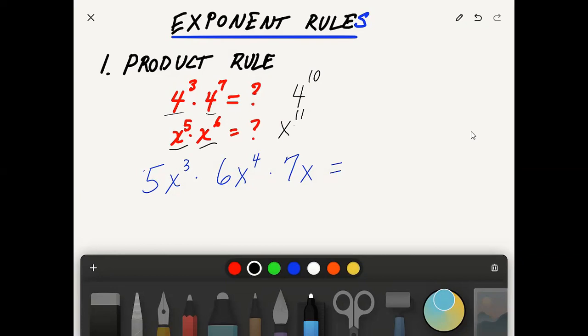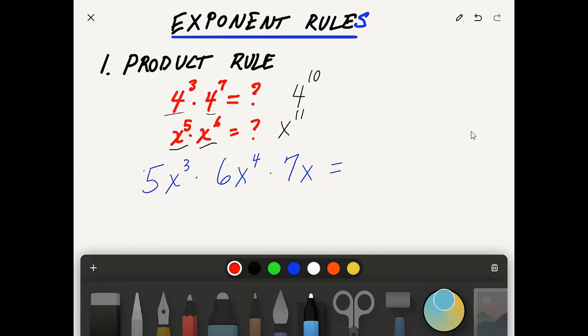Now, the product rule is fairly simple. Keep the same base, add the exponents, right? They have to have the same base. If they don't have the same base, you can't use the product rule. So once you see two numbers or two variables that have the same base, and you want to multiply them, all you got to do is keep the base and add the exponents.